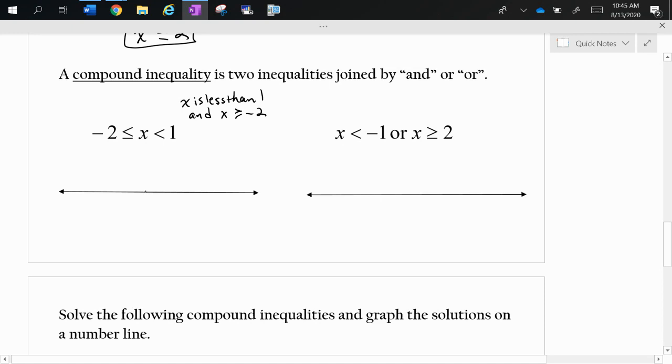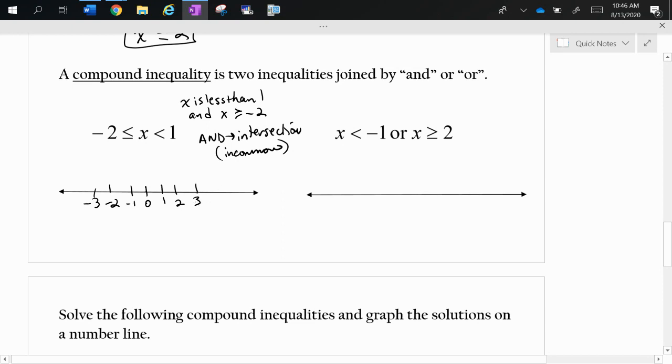So how do we graph this on the number line? We graph a compound inequality when it's an and. When it's an and, we graph the intersection of the two. The intersection means what they have in common, the numbers that they share. So where are the numbers that are less than 1 and also greater than negative 2?